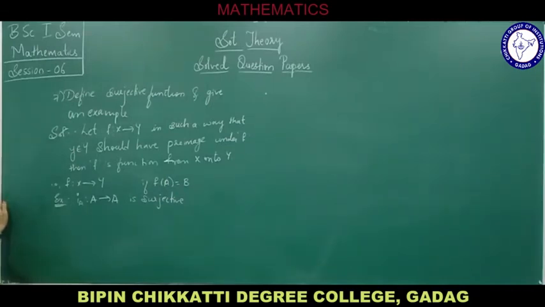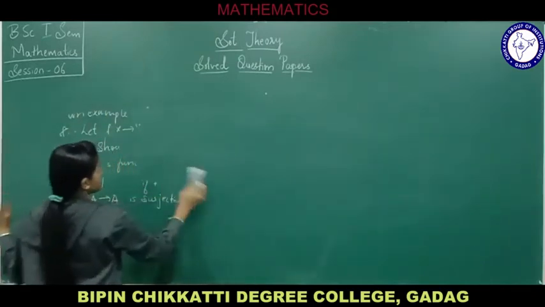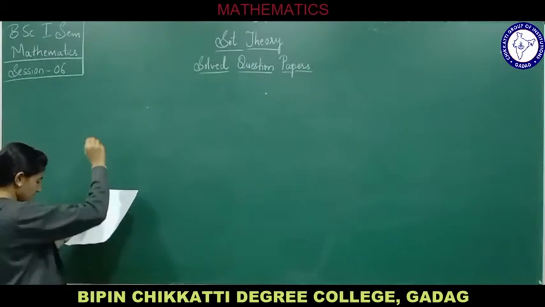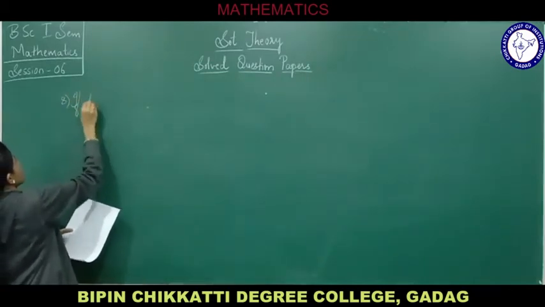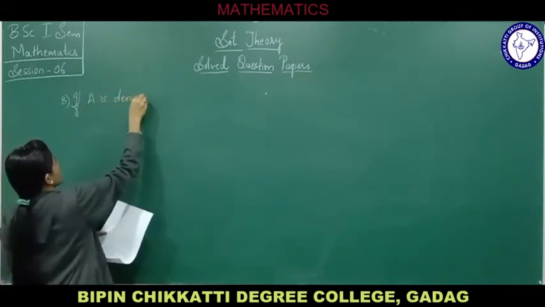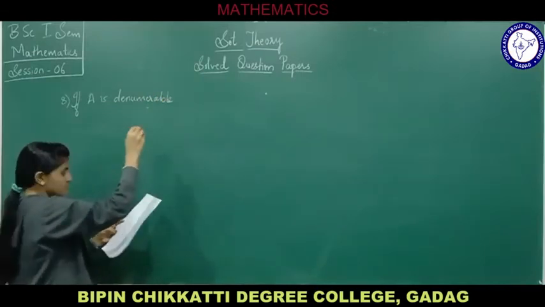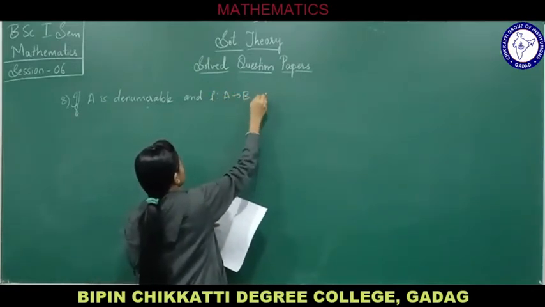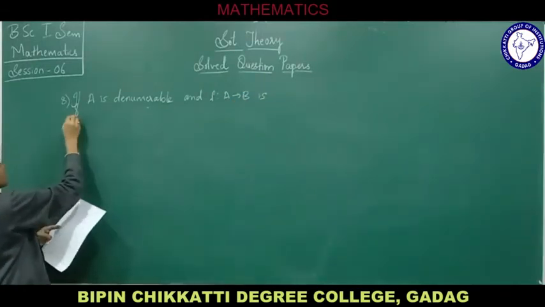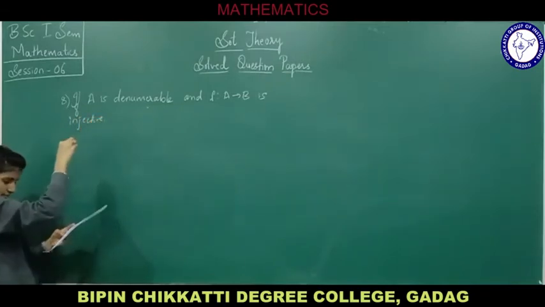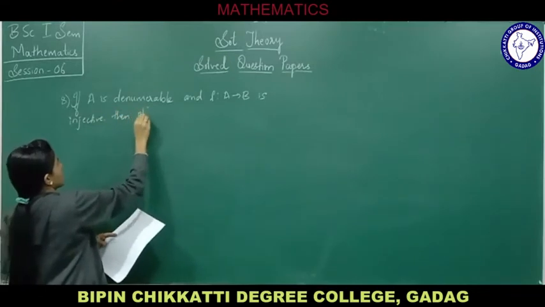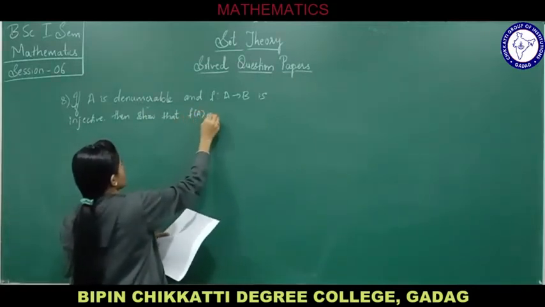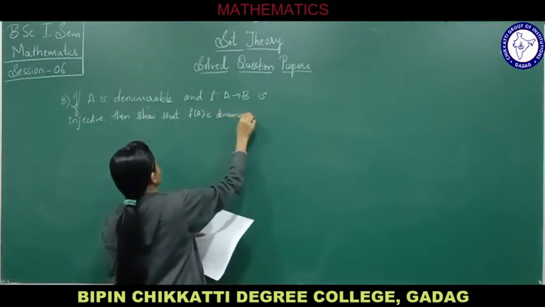Now let us solve one more problem. What they have given is that if A is denumerable and f from A to B is injective, then show that f of A is also denumerable.